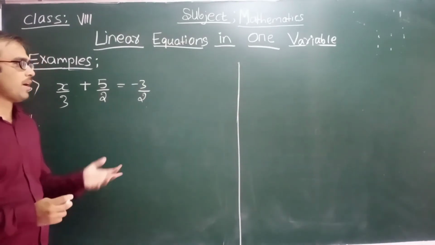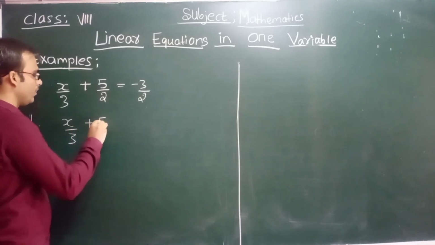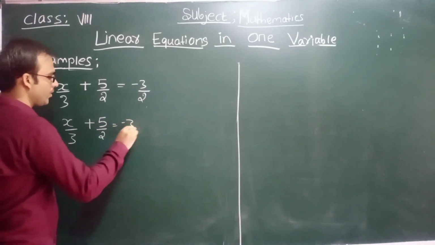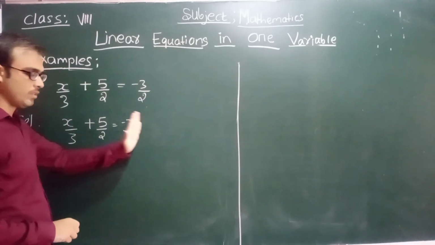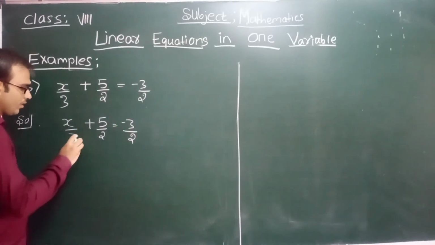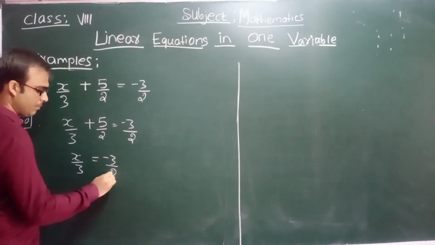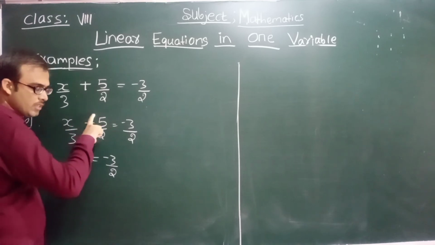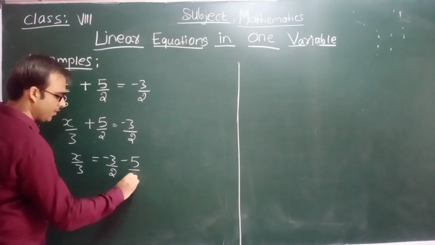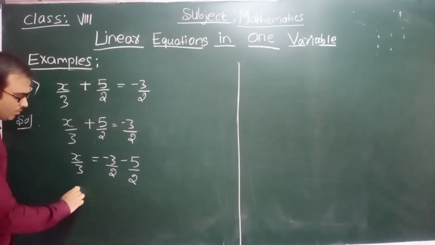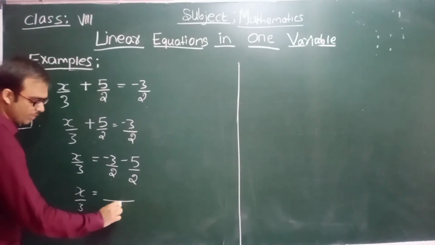Now we'll solve the equation by the usual method. Here x by 3 plus 5 by 2 equals minus 3 by 2. Transpose this plus 5 by 2 to that side. So x by 3 equals minus 3 by 2. When you transpose this to that side, it will become minus 5 by 2.